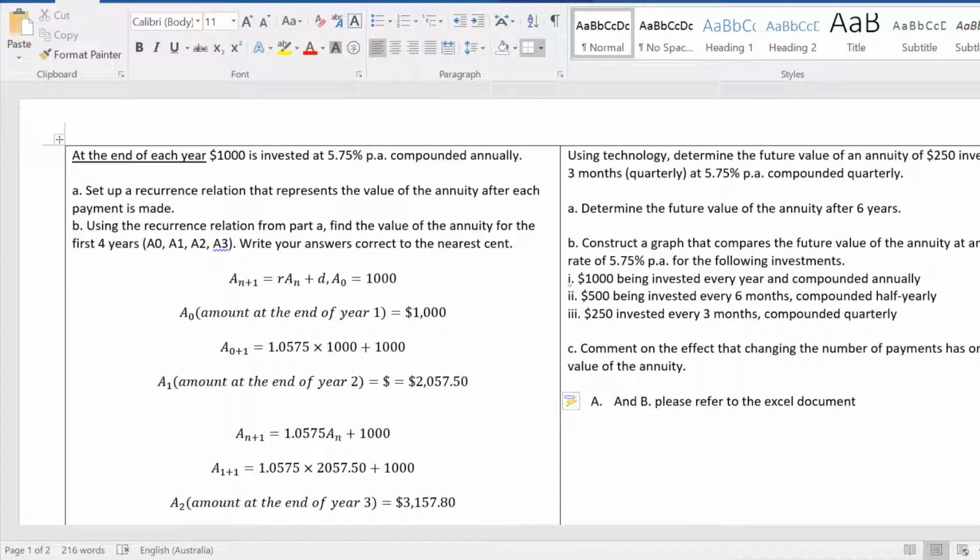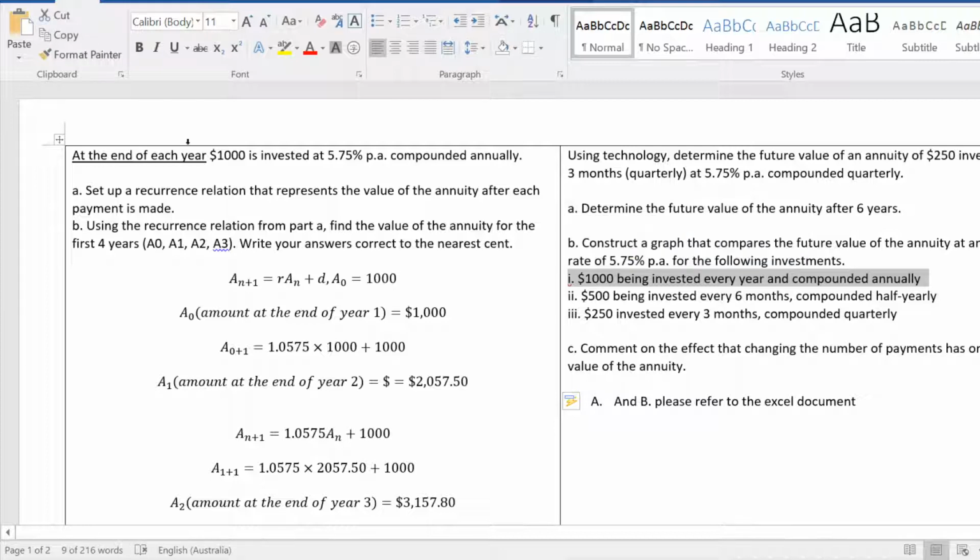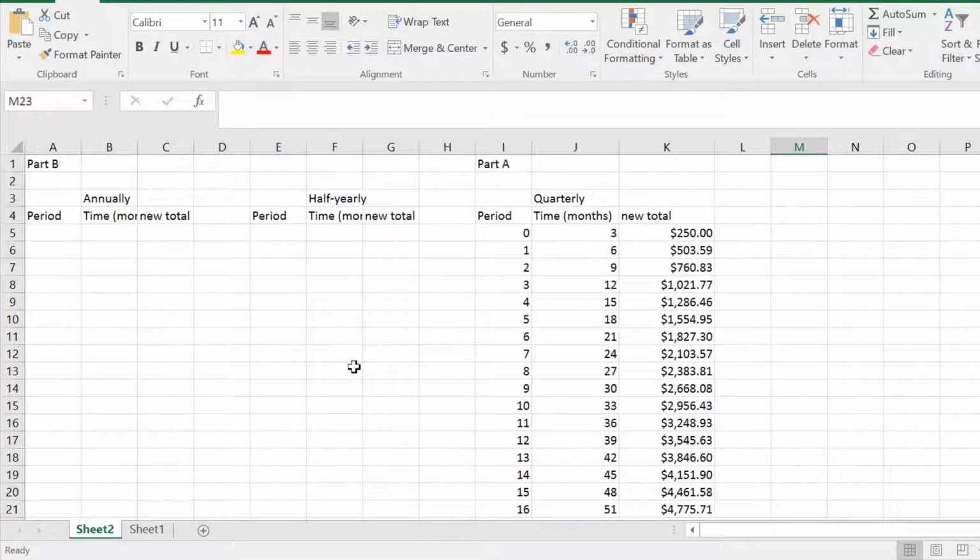For part 1, we've got $1,000 being invested every year, compounded annually. You'll notice that's actually the same as the question up here. The difference is the question doesn't tell us how long to do this for. So we're going to assume that because part A was for 6 years, let's do this one for 6 years. So again, going back here, that's why I've written annually here.